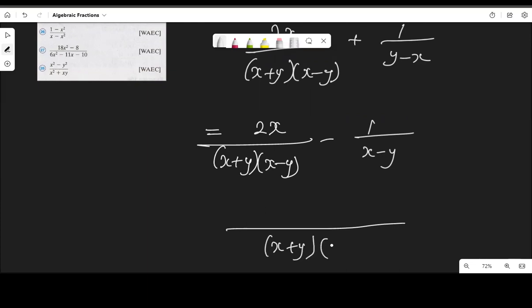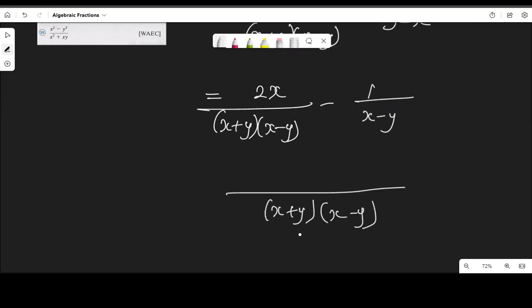X plus y times x minus y. And this divided by this will be 1. 1 times 2x is 2x. This divided by this, only this will cancel out. I will have this left.